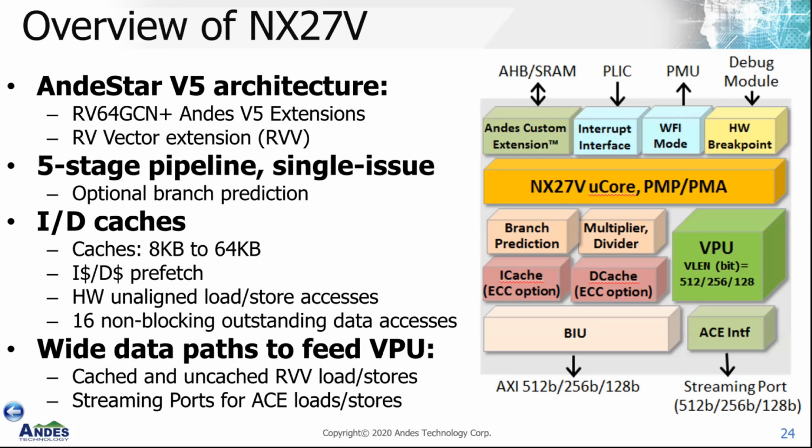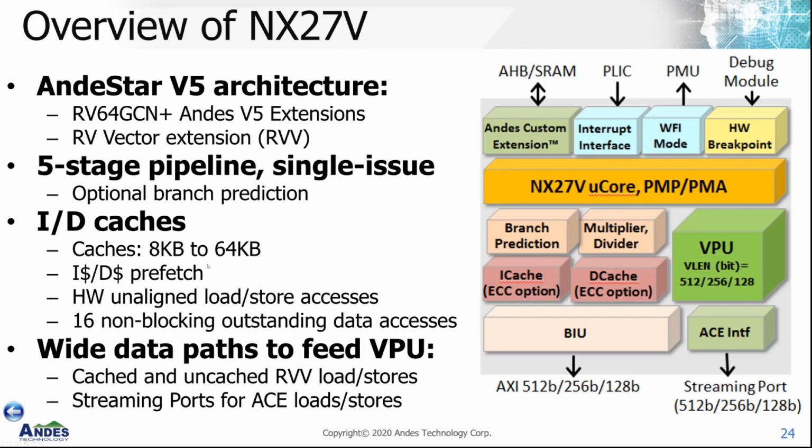Okay, then let me close the first webinar with the overview of the NX27V. The vector unit is a co-processor of the RISC-V microprocessor. So we use the AndeStar V5 architecture, which is a 64-bit 5-stage pipeline. The microprocessor has many options, including branch prediction, instruction and data cache, and multiply, divide, and of course the VPU and FPU.